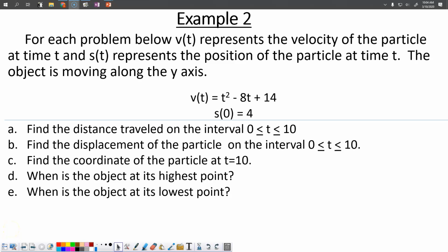For each problem below, v of t represents the velocity of the particle, and s of t represents the position of the particle. The object is moving along the y-axis. All right, so here's my velocity. Here's my position.